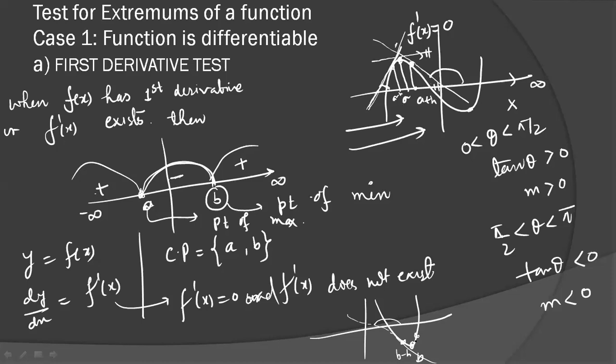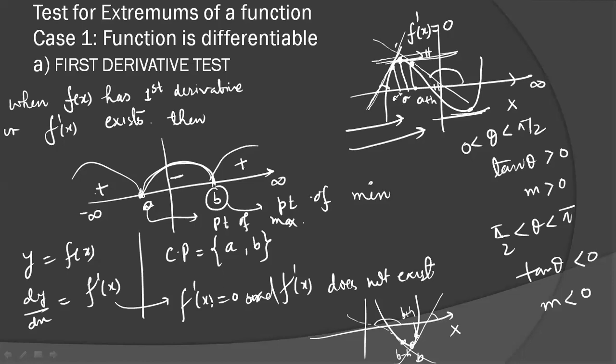But if you take the right hand neighborhood of b, b plus h, if you draw the tangent here, your tangent is making an acute angle with the positive x-axis. In this case, it is going to be positive. It means b will be the point of minima. You can see this is representing the minimum value of the function here. This is representing the maximum value of the function here.